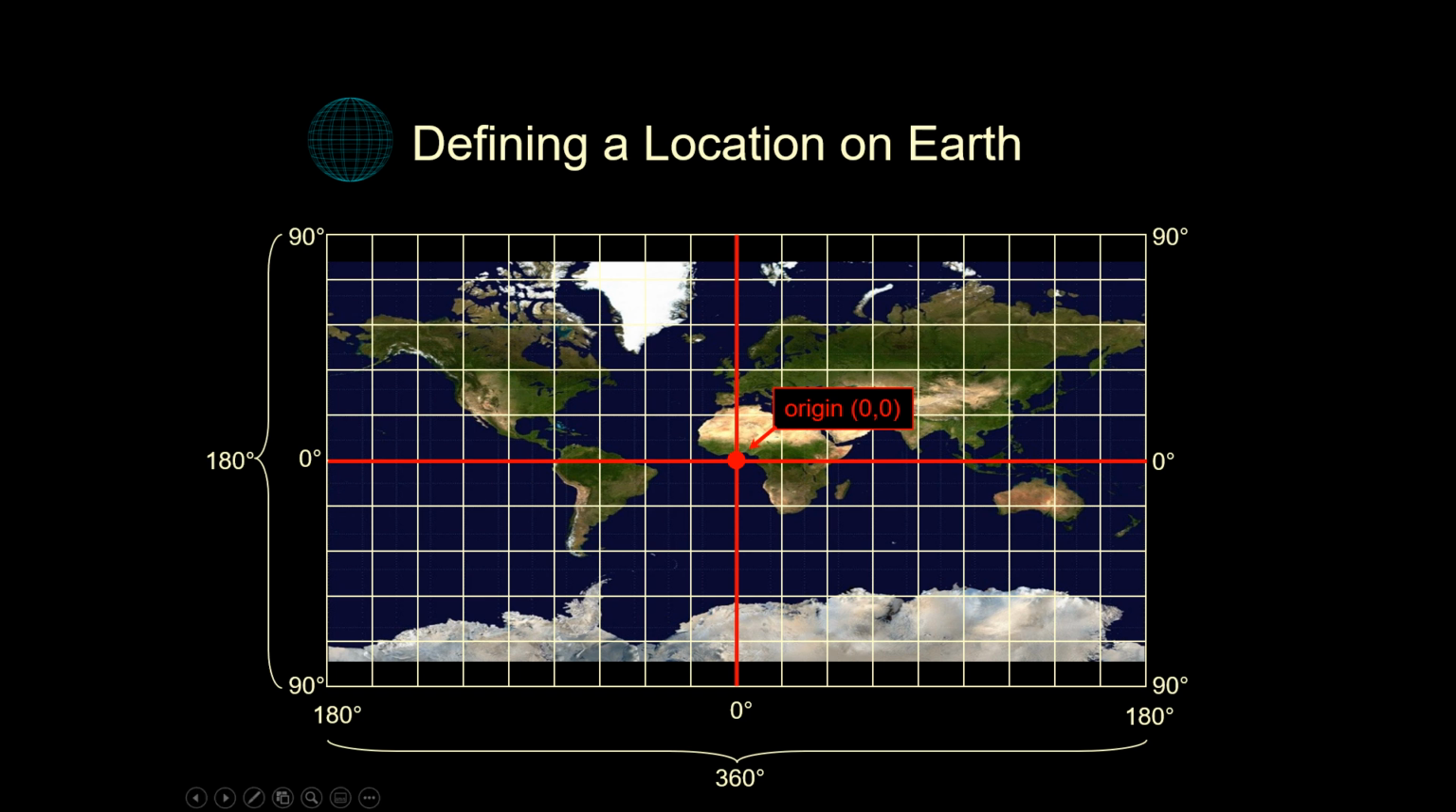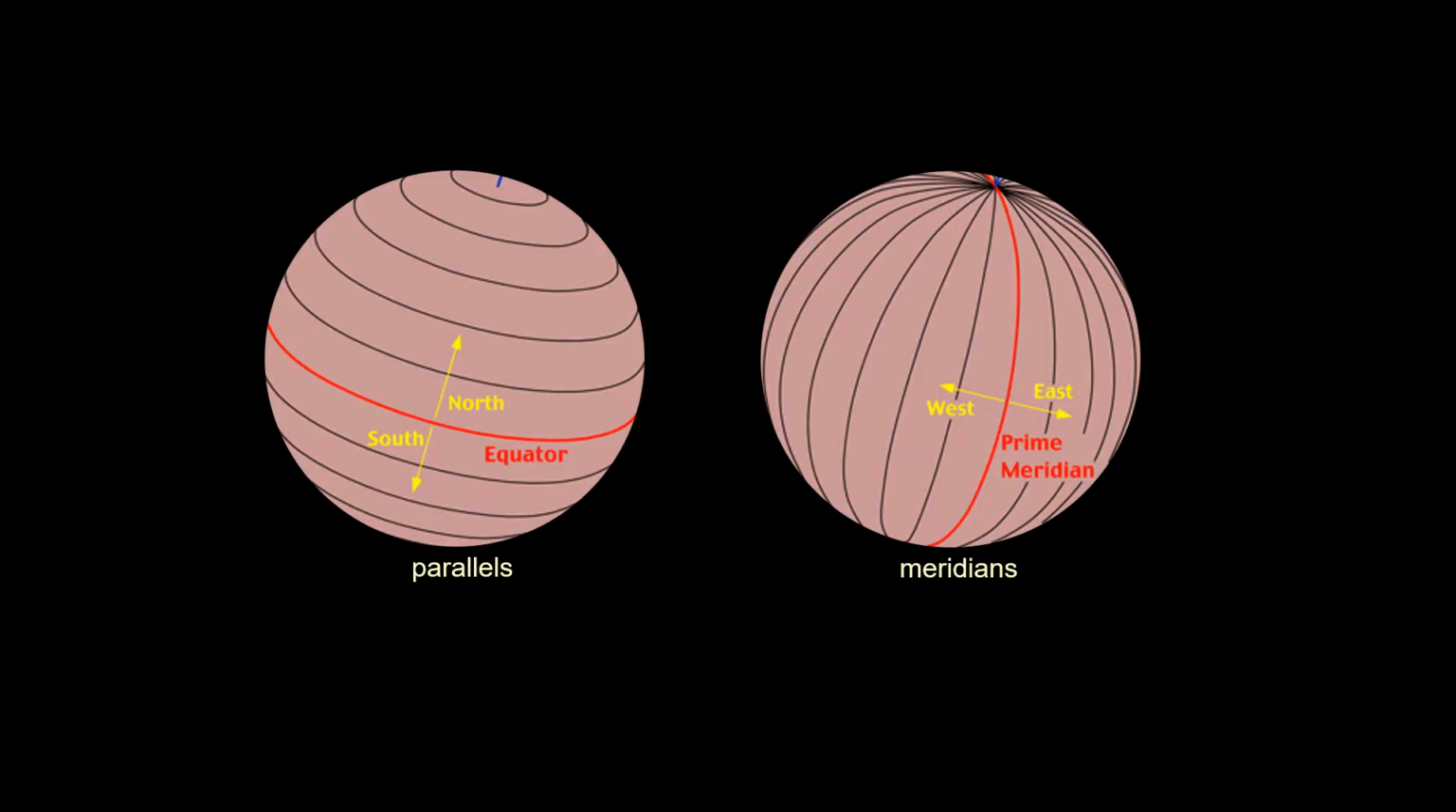And then there's 90 degrees of latitude north of the equator, all the way up to the North Pole, and 90 degrees of latitude to the south of the equator down to the South Pole. So we'll look at this graphically so you can sort of visualize this a little bit better. Before we do that, though, a couple of terms.